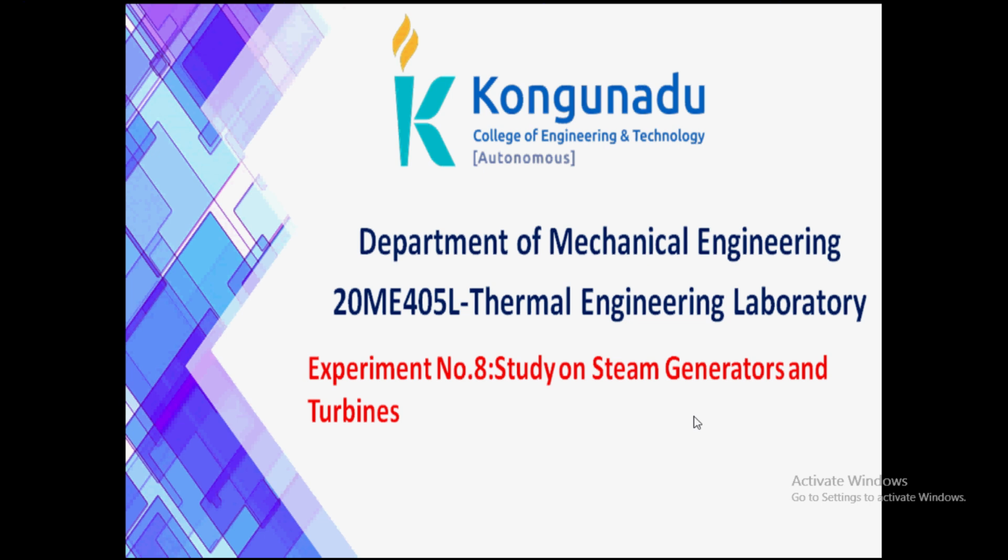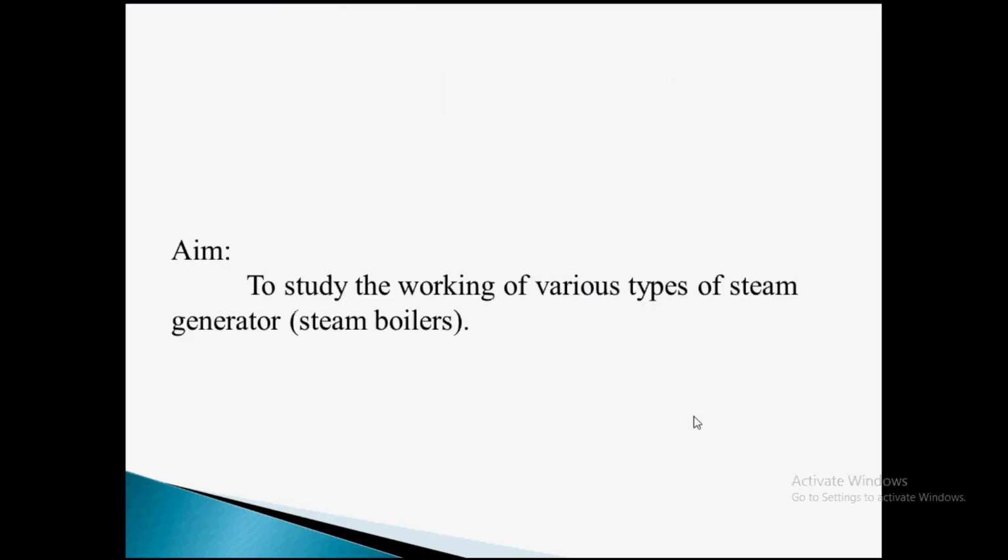In this video, we are going to see the study on steam generators and turbines. So the aim of the experiment is to study the working of various types of steam generator, which means steam boilers. So first we must know what is meant by steam generator. A steam boiler is a closed vessel which boils water and generates steam by transferring heat produced by burning of fuel to water. The steam boiler produced is used for power generation or for process heating.